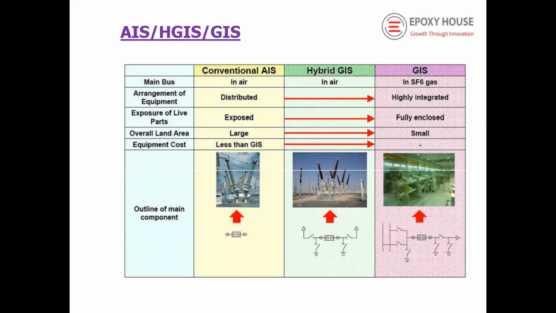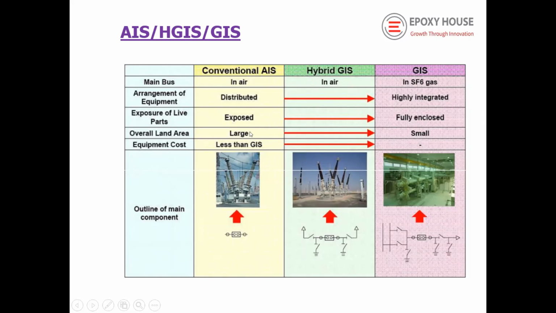In the conventional AIS, the equipment is distributed, not in one place. It is distributed with the required statutory clearances. And the hybrid is a combination of both, highly integrated within a small space. So the live parts are exposed in a conventional AIS, and the GIS is fully enclosed. The hybrid is a combination of both again.